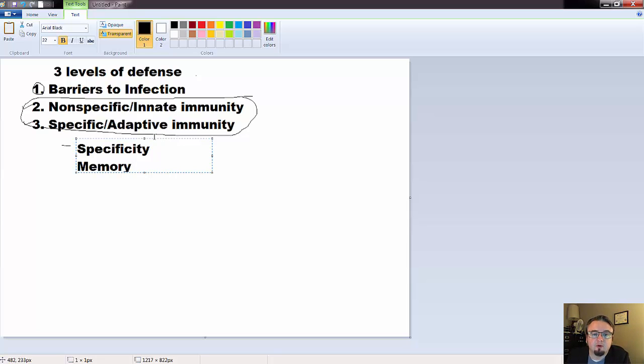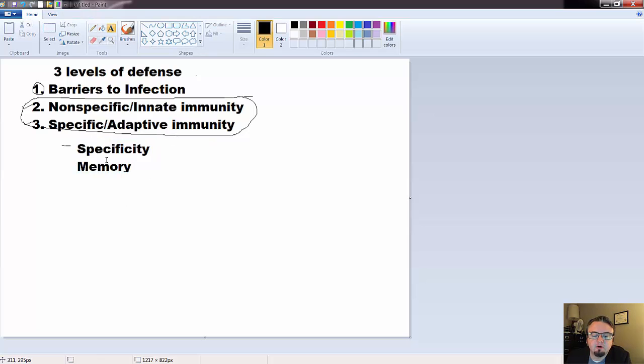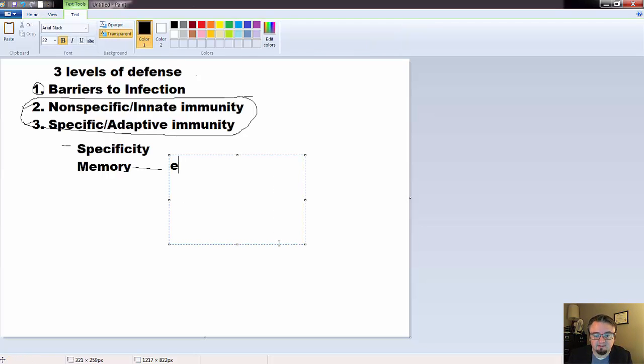It's not quite like memory of our brain, but memory in terms of the fact that our immune system can recall things we've previously been exposed to, and allow our body to fight them off in a more effective way upon repeated exposure. So the best way to summarize this is enhanced immunity upon repeated exposure.